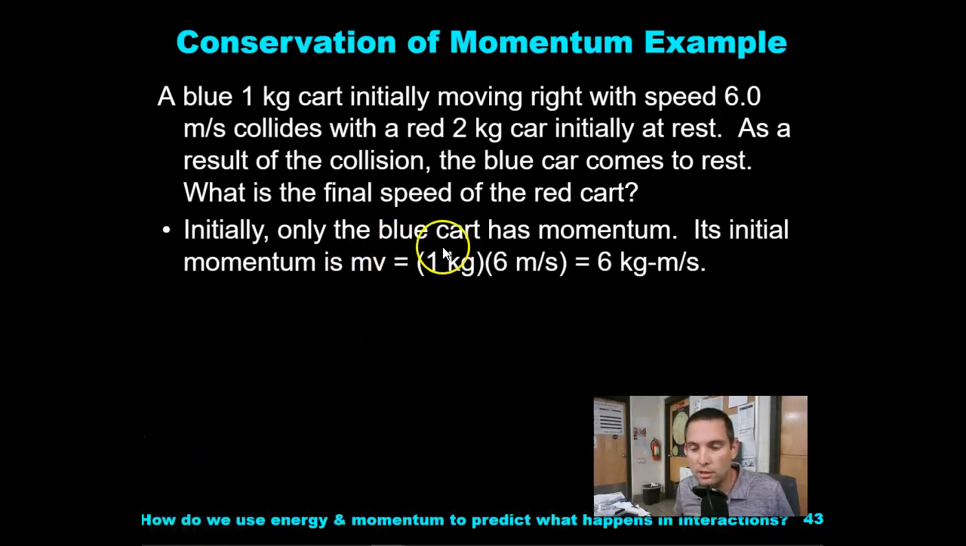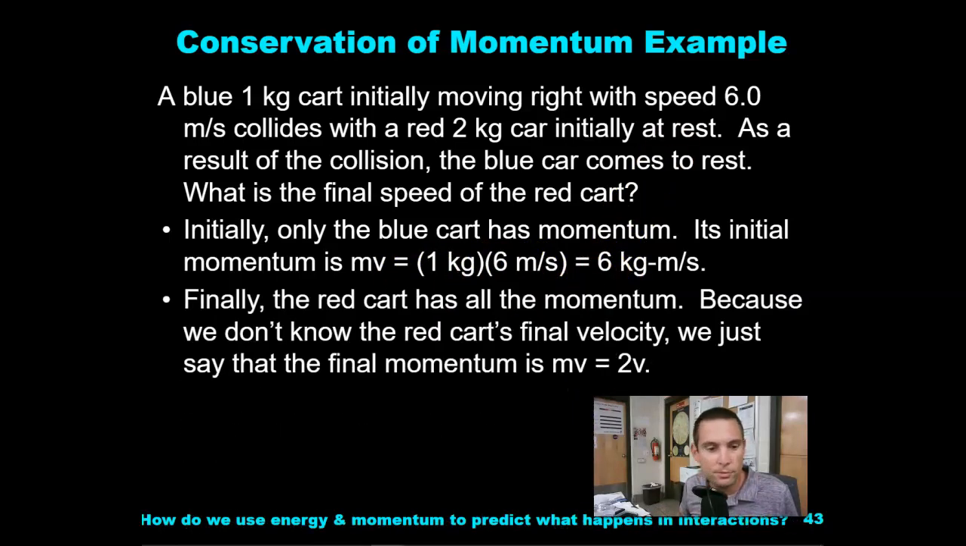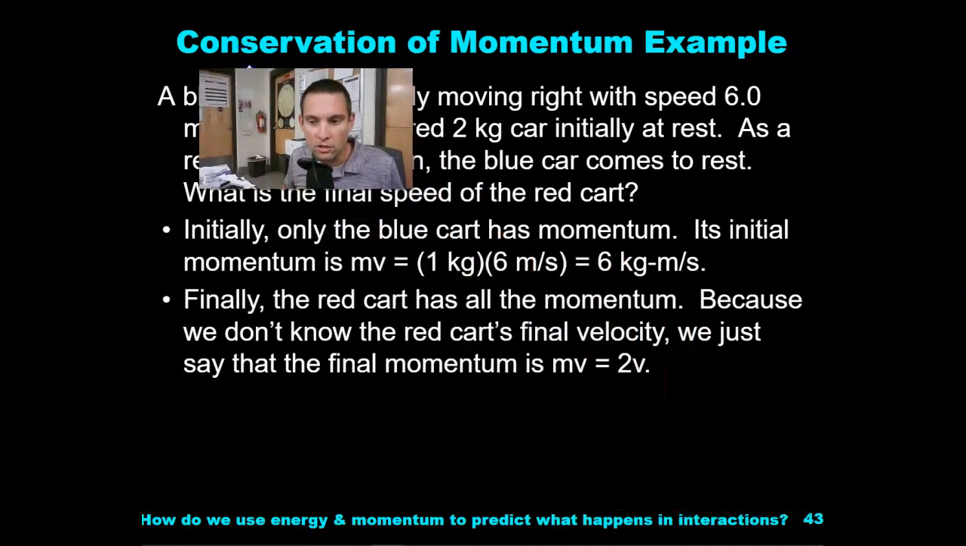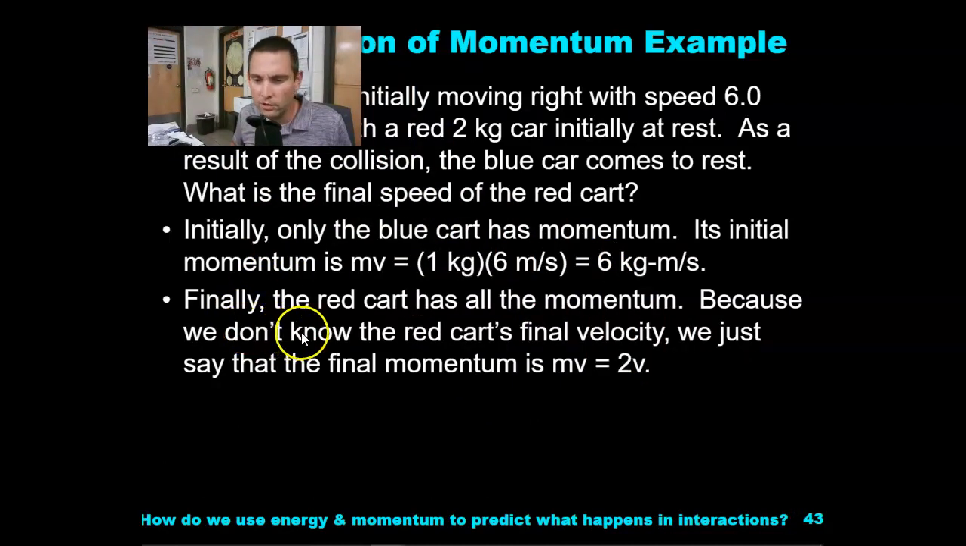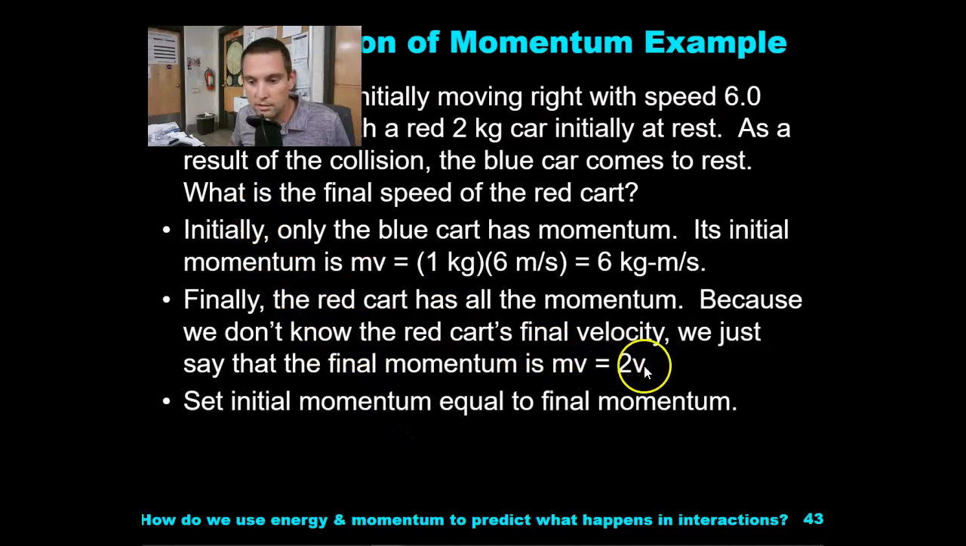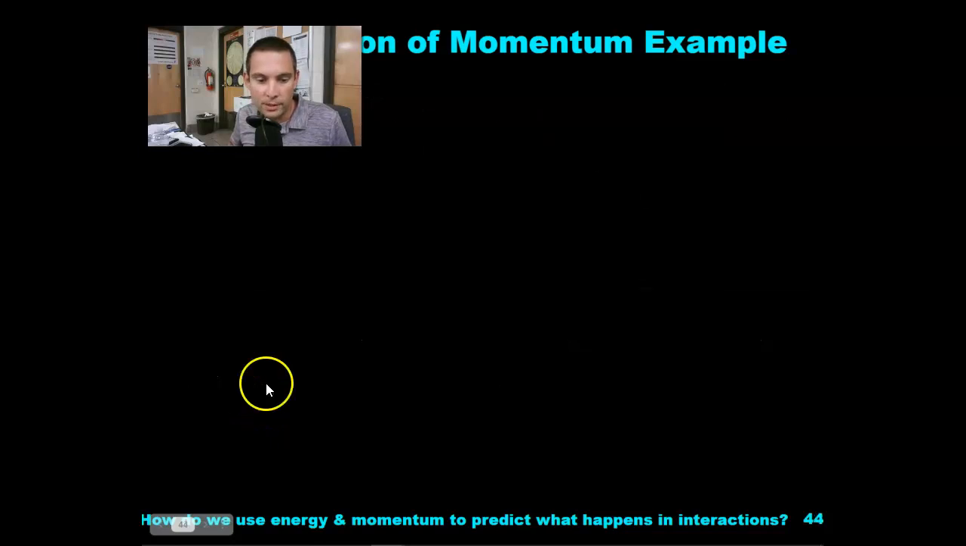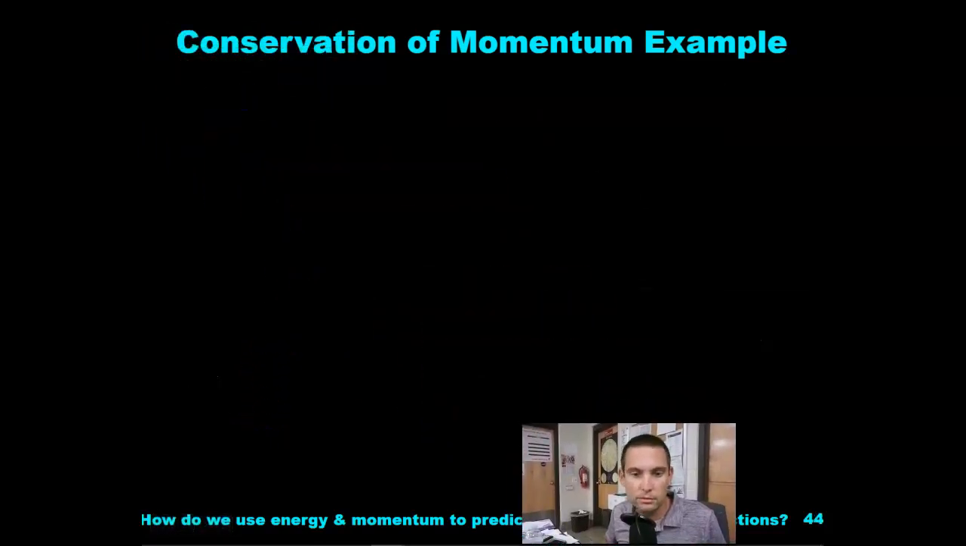Initially, the blue car is the only one with momentum because the second car is at rest. Rest means 0 velocity, so no velocity, no momentum. Its initial momentum is 1 times 6 kilogram meters per second. Finally, the red cart has all of the momentum. Because we don't know the red cart's final velocity, we just say final momentum is 2 times the mass times the final velocity. We'll set the initial momentum equal to the final momentum, like so.